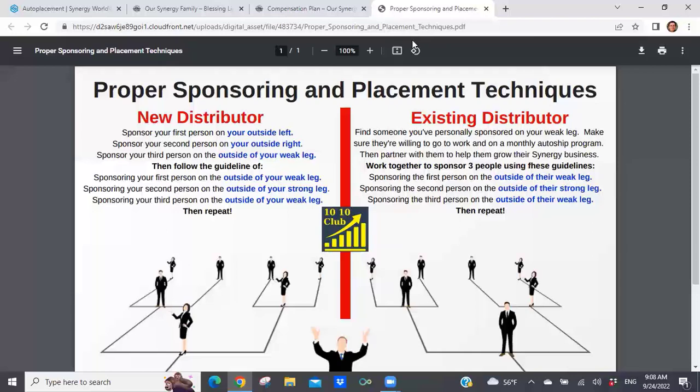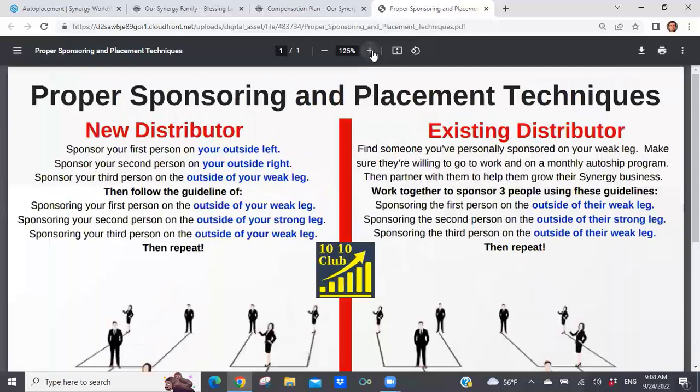again, for a new distributor, you sponsor your first person on your outside left, you sponsor your second person on your outside right, and then you sponsor your third person on the outside of your weak leg. Now, let's say that you sponsor someone for 150 CV, you place them on your left. And you sponsor a second person for 150 CV and you place them on your right. Well, both sides are equal. And then that third person, you just make a decision, left or right, doesn't matter at that point in time.